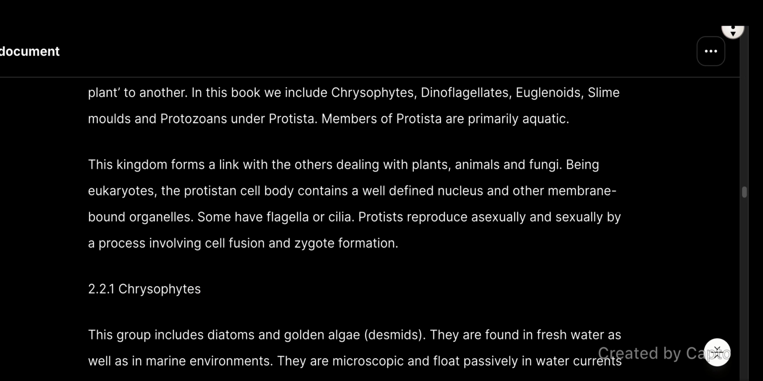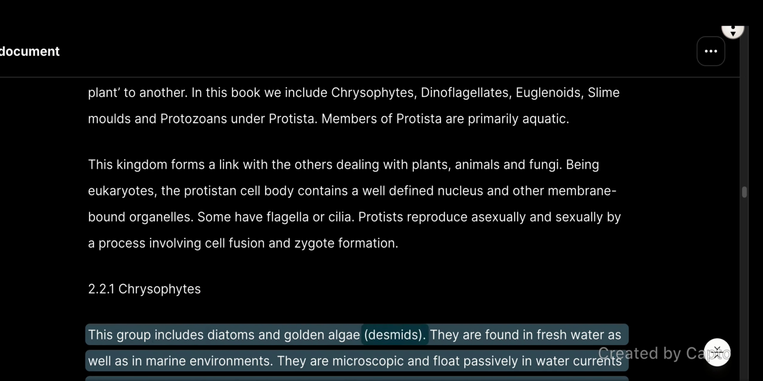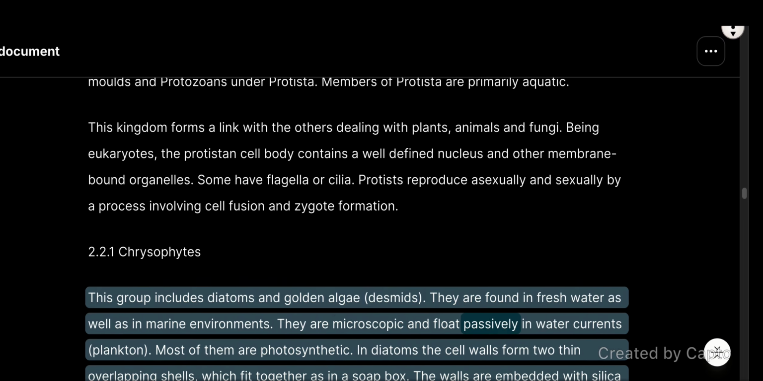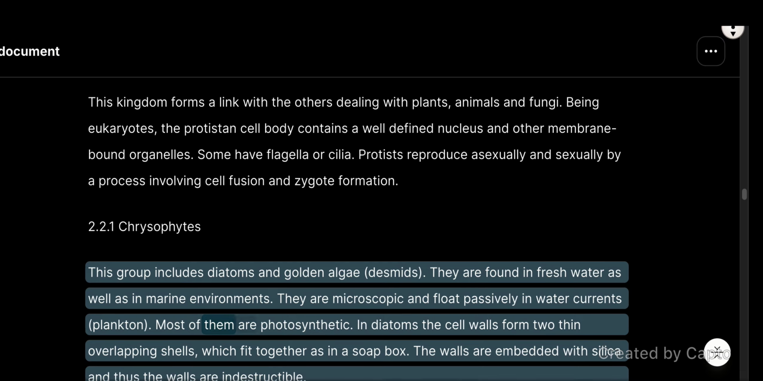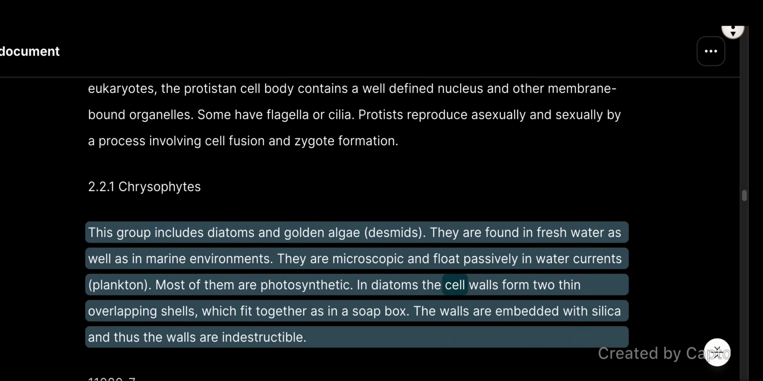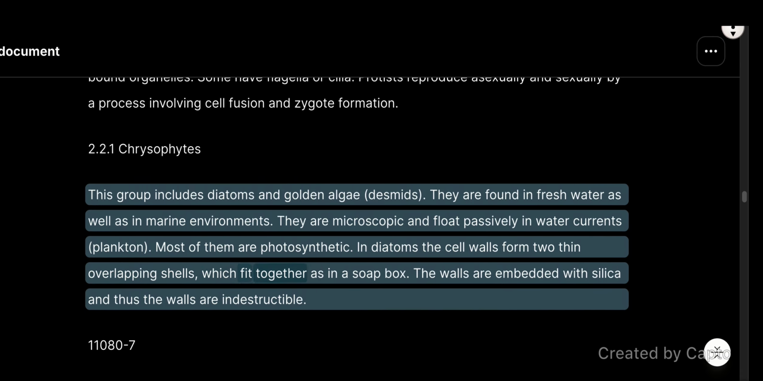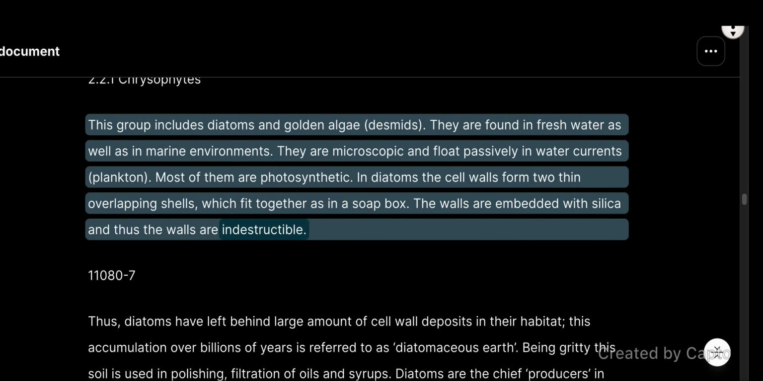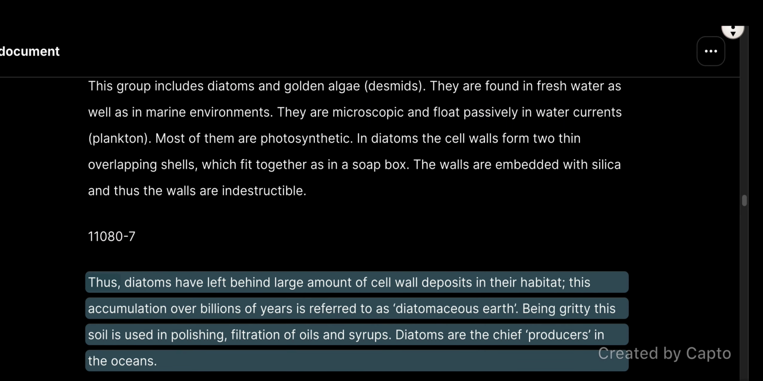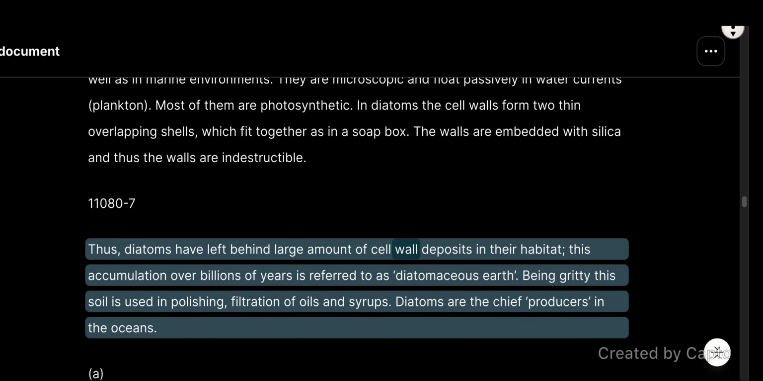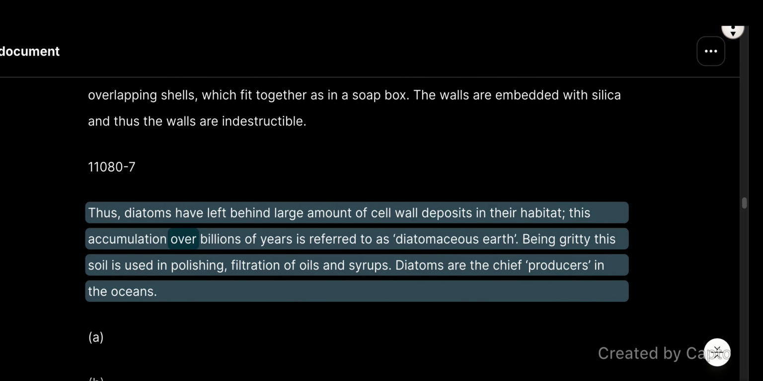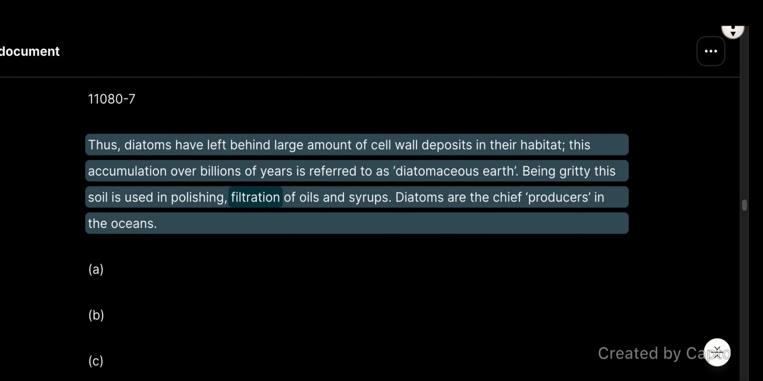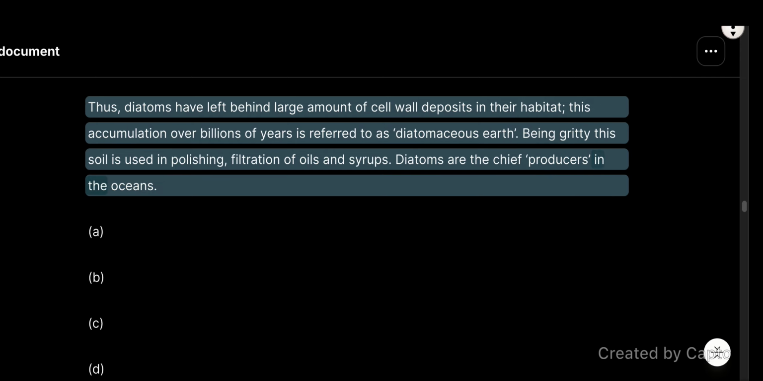2.2.1 Chrysophytes. This group includes diatoms and golden algae, desmids. They are found in fresh water as well as in marine environments. They are microscopic and float passively in water currents, plankton. Most of them are photosynthetic. In diatoms, the cell walls form two thin overlapping shells, which fit together as in a soap box. The walls are embedded with silica, and thus the walls are indestructible. Thus, diatoms have left behind large amount of cell wall deposits in their habitat. This accumulation over billions of years is referred to as diatomaceous earth. Being gritty, the soil is used in polishing, filtration of oils and syrups. Diatoms are the chief producers in the oceans.